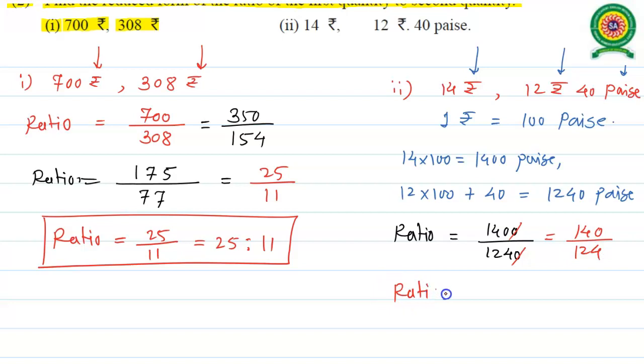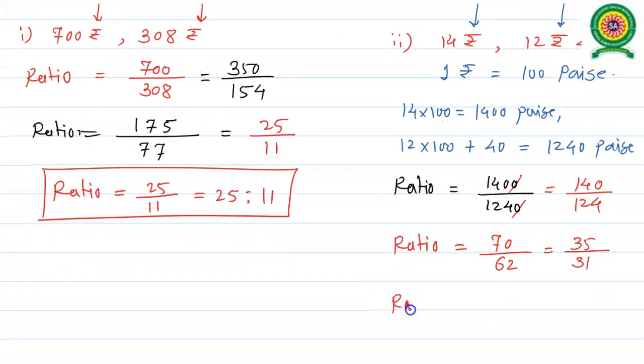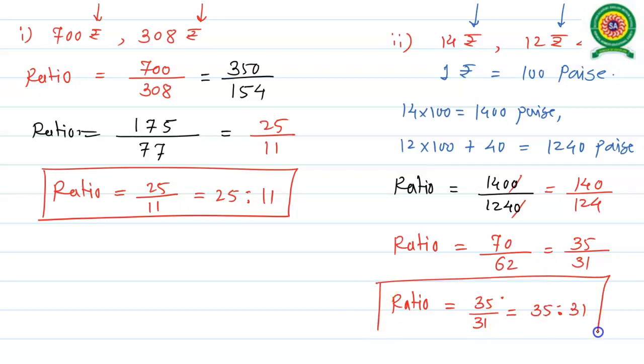Now both numerator and denominator are divisible by 2. 2 sevens are 14 and 2 sixes are 12, so we have 70 divided by 62. Again both are divisible by 2. 2 thirty-fives are 70 and 2 thirty-ones are 62. So the ratio of the first quantity to the second quantity is of the form 35 divided by 31, or you may write it as 35 is to 31.